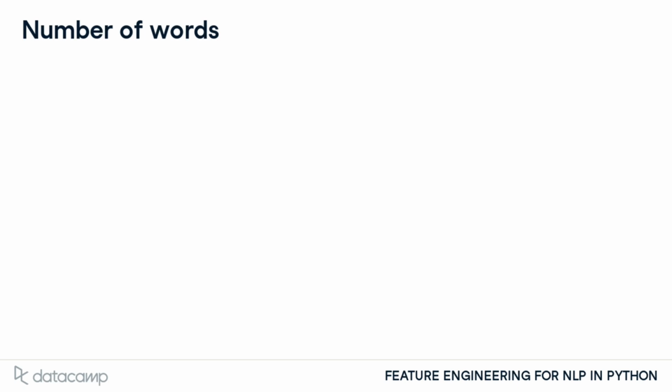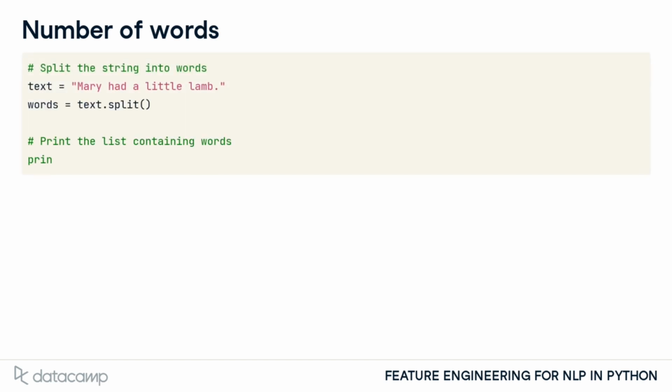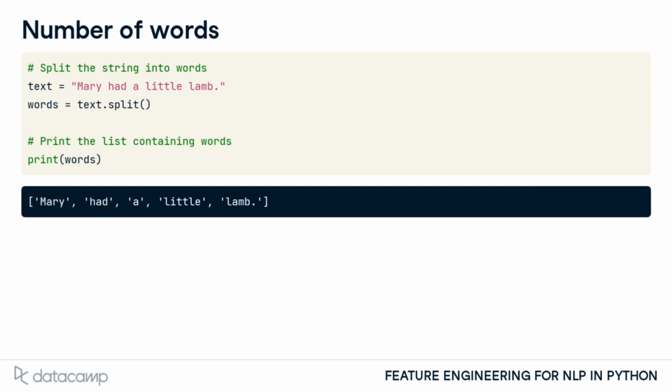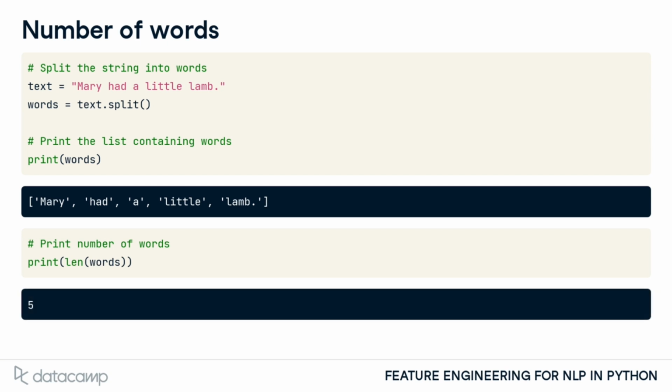Another feature we can compute is the number of words. Assuming that every word is separated by a space, we can use a string split method to convert it into a list where every element is a word. In this example, the string 'Mary had a little lamb' is split to create a list containing the words Mary, had, a, little, and lamb. We can now compute the number of words by computing the number of elements in this list using len.